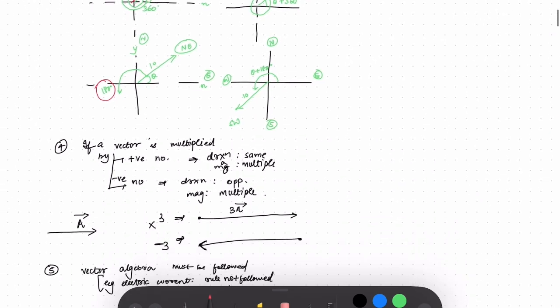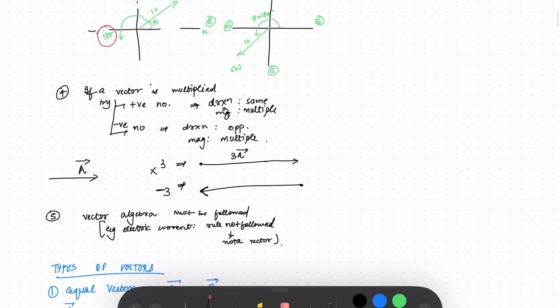The fourth property is that if a vector is multiplied by a positive number, the direction remains the same and the magnitude gets multiplied. If it is multiplied by a negative number, the direction gets opposite and the magnitude multiplies. It's simple mathematics. For example, this is a vector A. If I multiply it by 3, the length becomes 3 times and the direction remains the same. If I multiply it by -3, the direction gets exactly opposite.